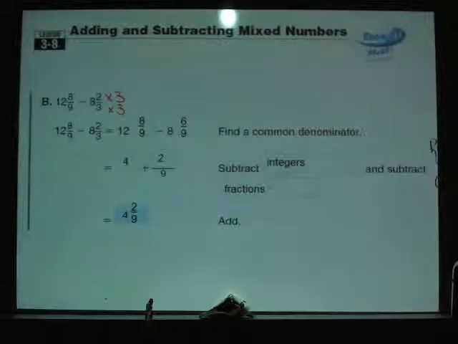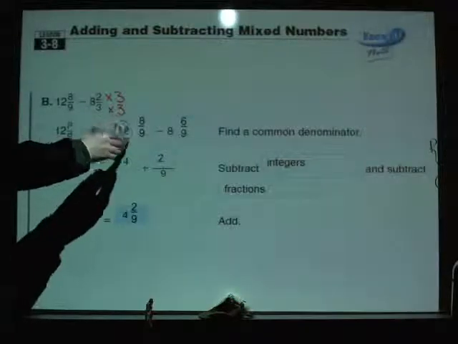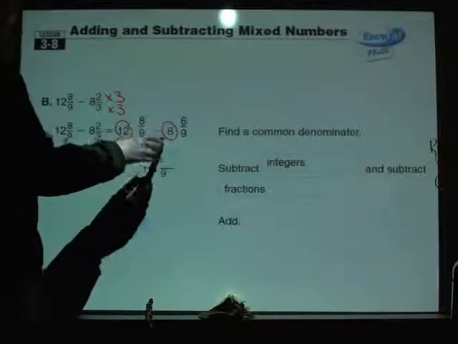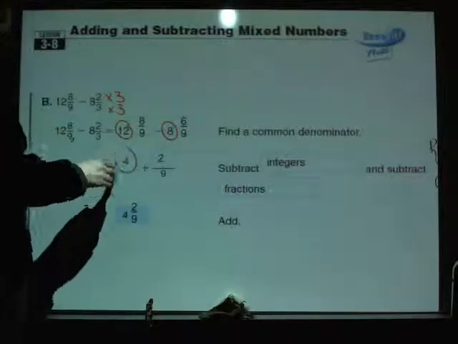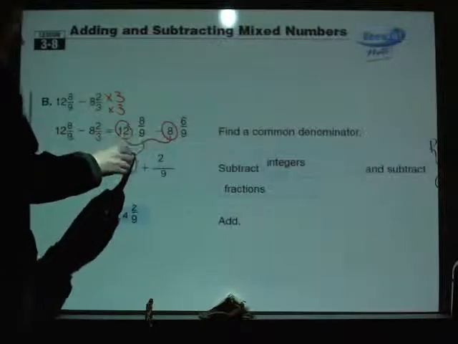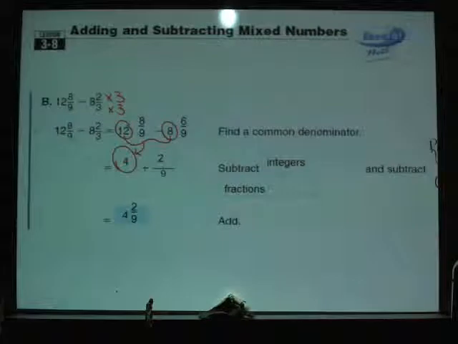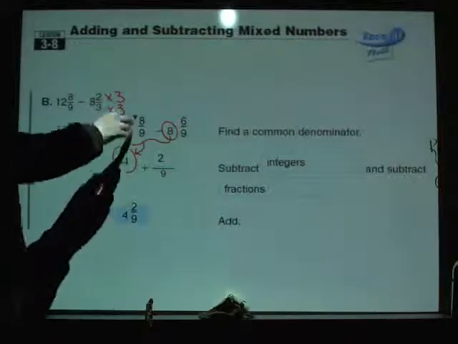So 12 and 8 ninths minus 8 and 2/3 has changed into 12 and 8 ninths minus 8 and 6 ninths. Now at this point we can go ahead and look at solving here. Again, we're going to separate this into parts as we've done with all these other questions. So I've got 12 and 8 being subtracted here, which is how I'm going to get 4. And then I'm going to subtract the fraction parts.